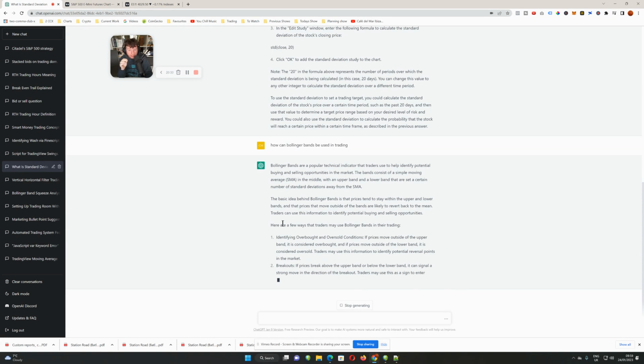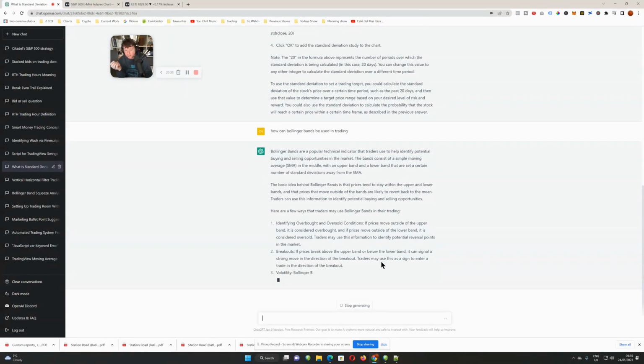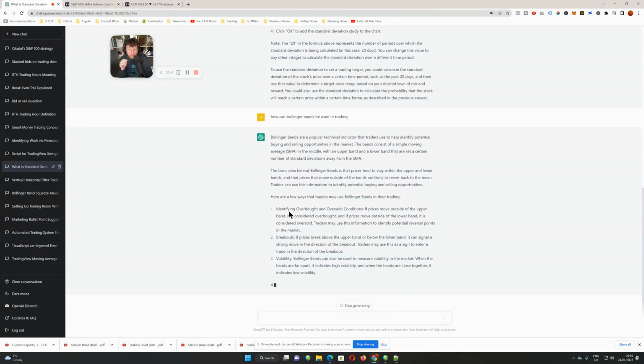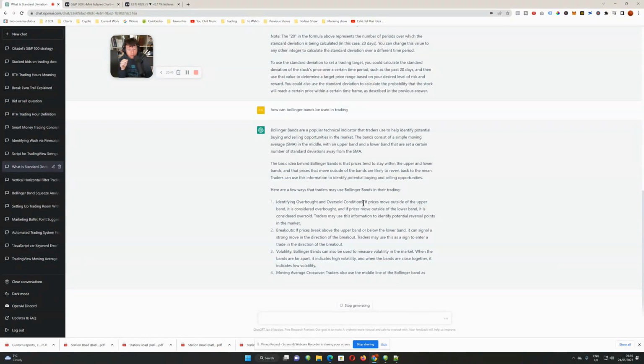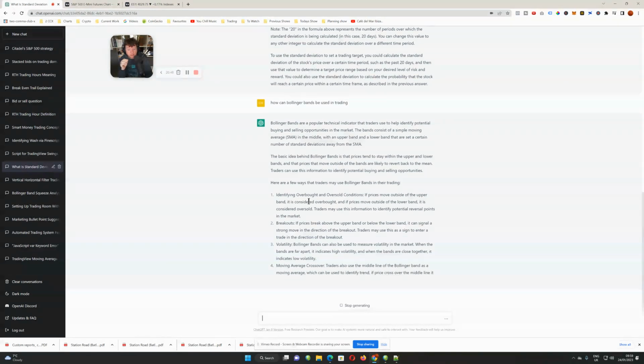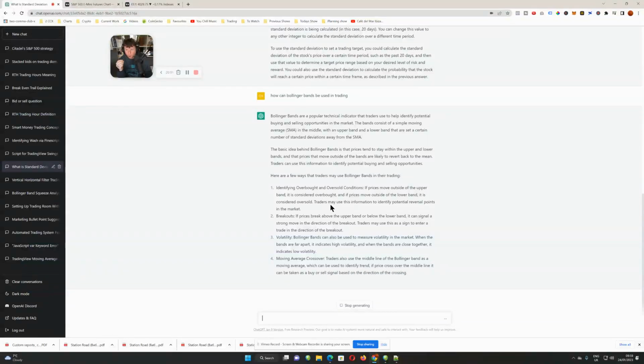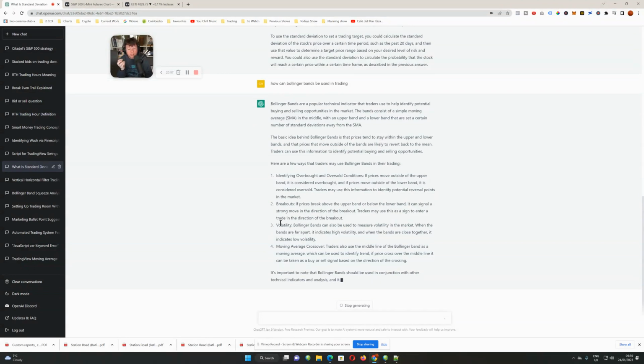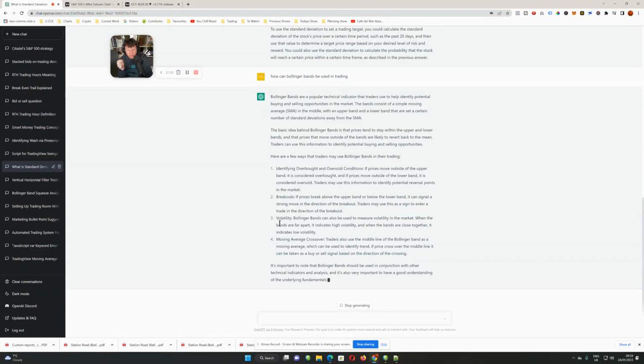So it's giving you a few ideas on how to trade. Again, as a brand new trader, this is great because it's like, okay, how do I create a trading strategy? So you can identify overbought and oversold conditions. If a price moves outside the upper band, it's considered overbought. It even explains what overbought means. It then goes on to talk about breakouts, then about using it for volatility, and then moving average crossovers. So it's pretty damn good, what it gives you.